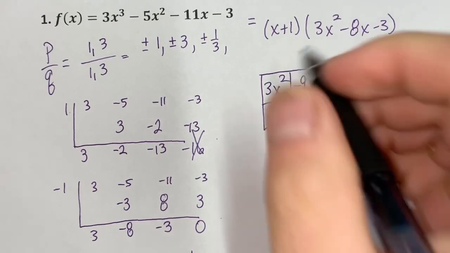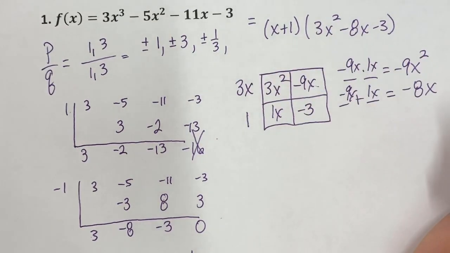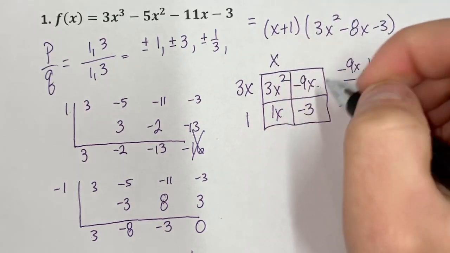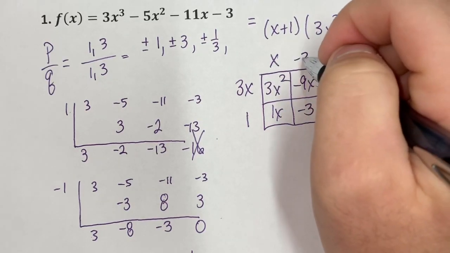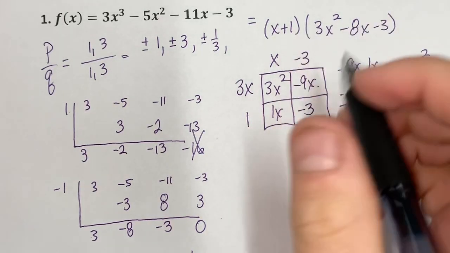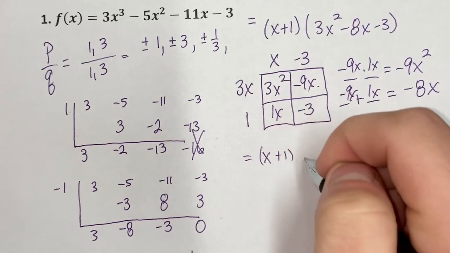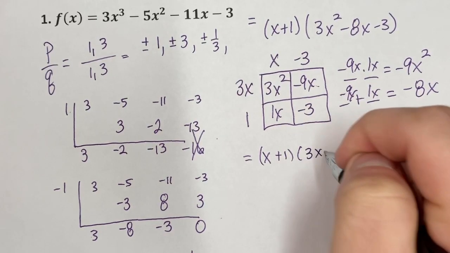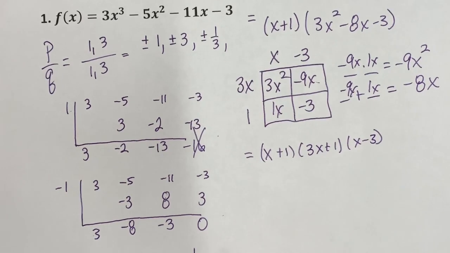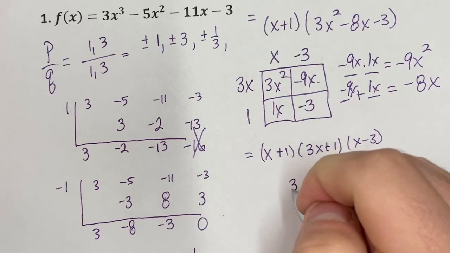3x squared and -9x can be divided by 3x. 1x and -3 can be divided by 1. 3x squared and 1x can be divided by x. -9x and -3 can be divided by -3. So what do we end up with? We end up with f of x equal to x plus 1 times 3x plus 1 times x minus 3. We already know -1 is a root, so we set these other two equal to 0 to find the other two roots.